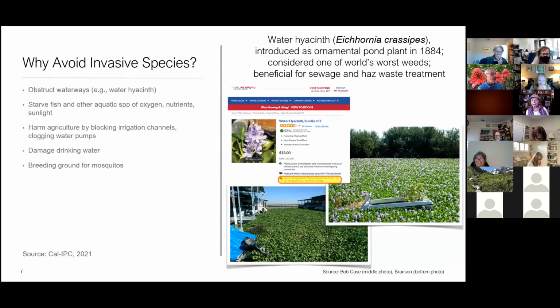So why avoid, as another example, water hyacinth? These pictures on the bottom right are of our Sacramento San Joaquin River Delta. That's not a nice surface to walk on. That's the water, and it's just completely covering the water. And what it does is obstruct waterways for boats, make it hard for irrigation pumps, and breed mosquitoes.